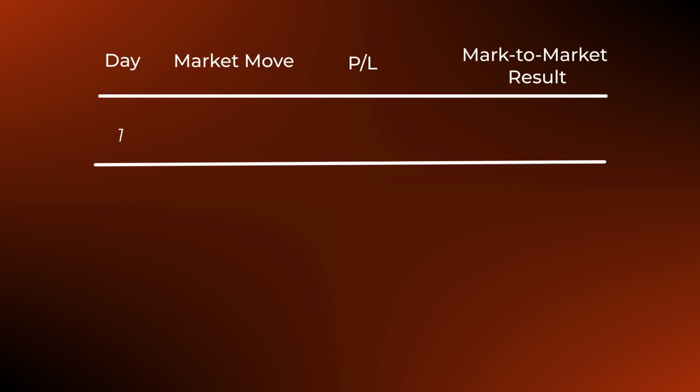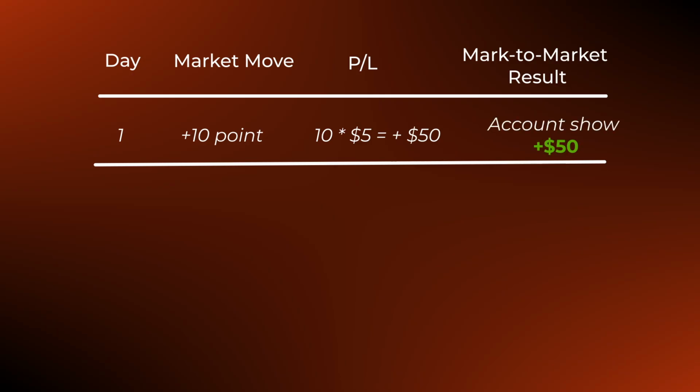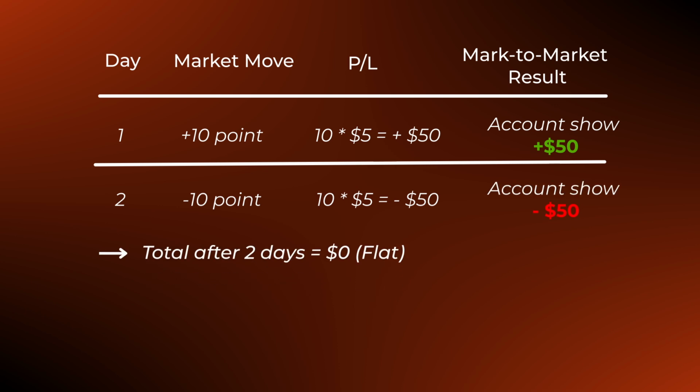So if it goes up, let's say 10 points, then you're going to make $50 on the micros. That's what we're talking about here. And it's what's called mark to market. At the end of the day, it's going to show in your history that it's settled and you were up this $50. If tomorrow it goes down 10 points, then at the end of the day, mark to market, it's going to say that you're down 50. So when it's all said and done after the 2 days, you're basically flat, not including fees and commissions.